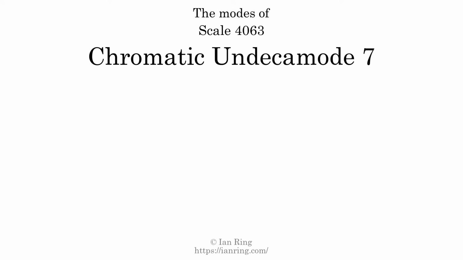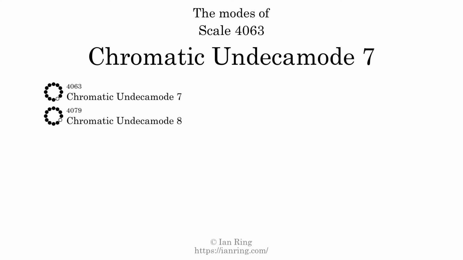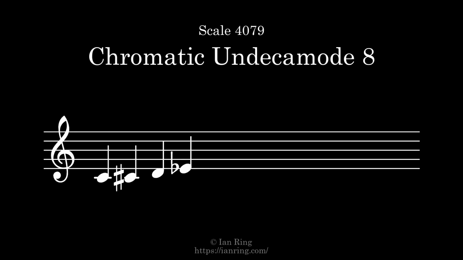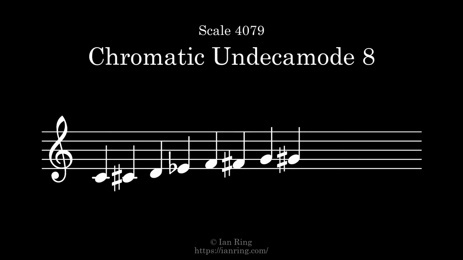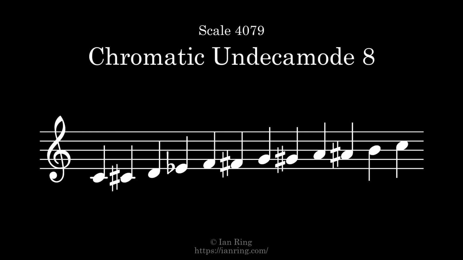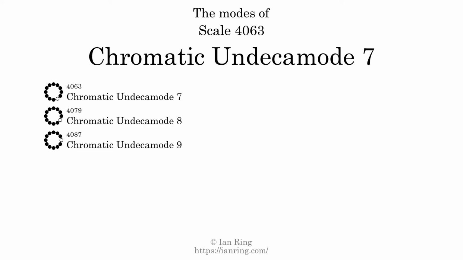This scale has 11 modes. The first mode is itself. The second mode is scale 4079, also known as Chromatic Undecamode 8. It sounds like this. The third mode is scale 4087, also known as Chromatic Undecamode 9. It sounds like this.